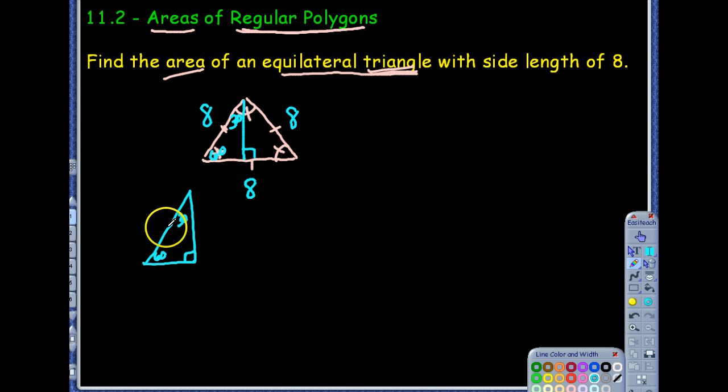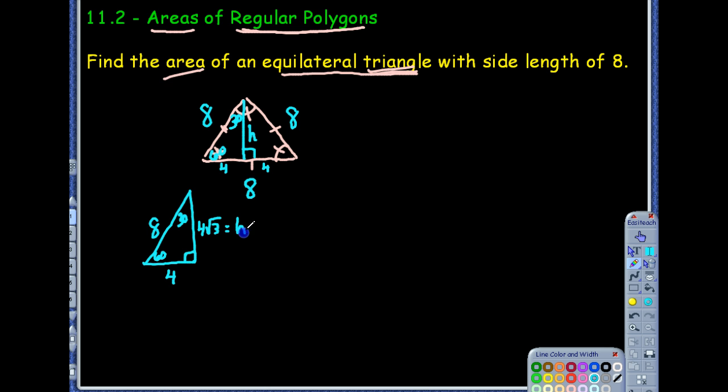Now, this is 8. And that's the hypotenuse. So that makes the shorter leg half of that, which would be 4. And we also explored that in any equilateral triangle, the altitude bisects the base. So these little guys are each 4. Okay, and then we knew that the height, that altitude, would have been 4 radical 3.